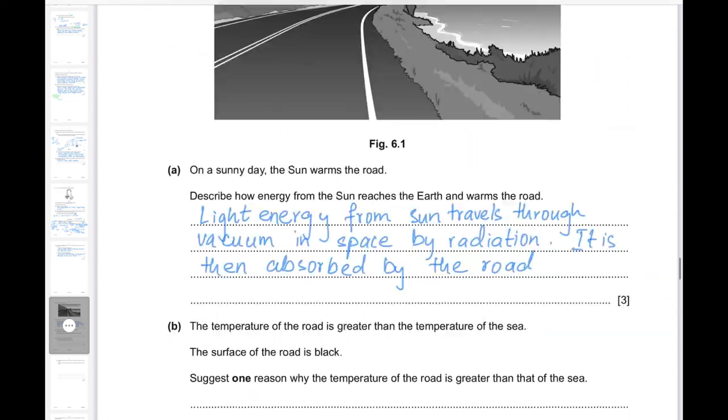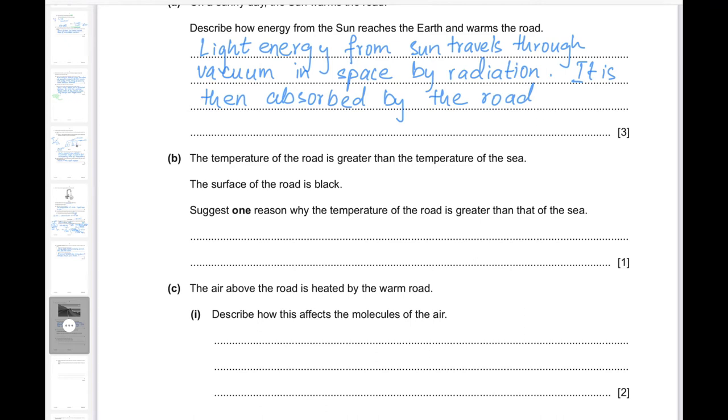B, the temperature of the road is greater than the temperature of the sea. The surface of the road is black. Suggest one reason why the temperature of the road is greater than that of the sea. Black color of the road makes it a good absorber of radiation, so it's better at absorbing the heat than the sea.